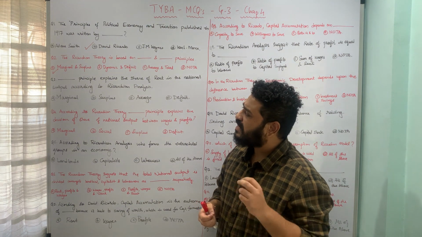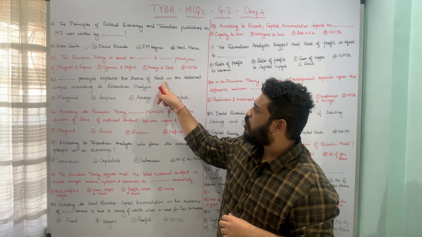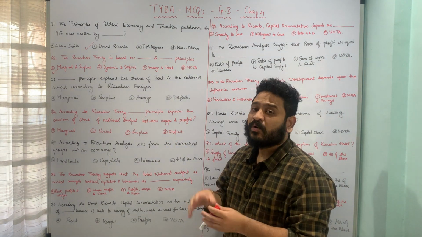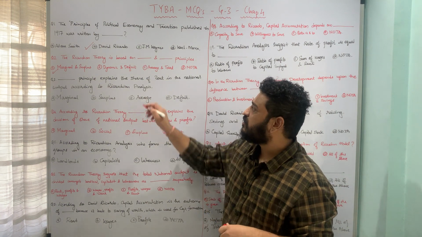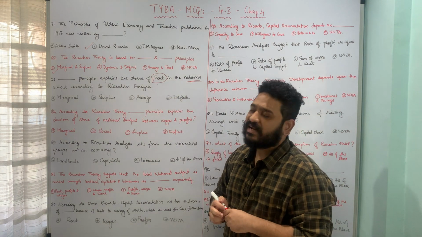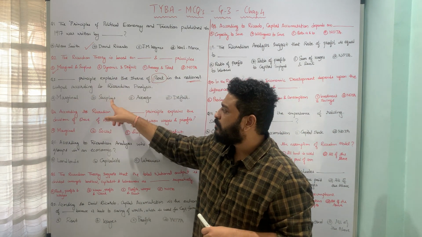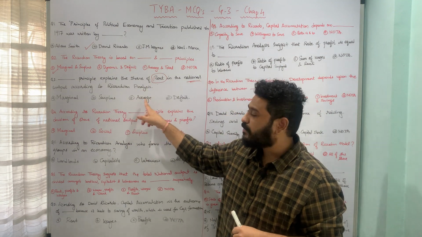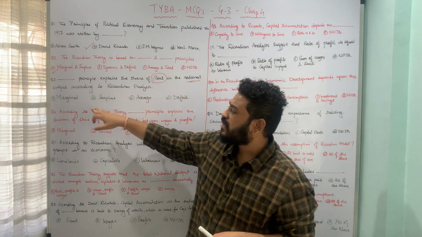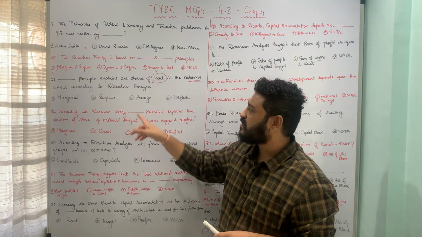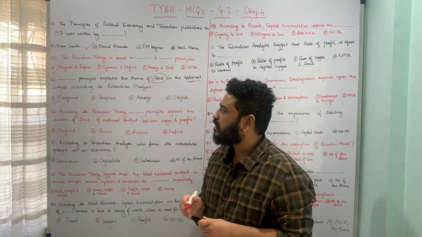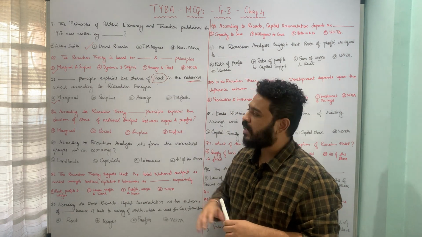Question number 3 is, dash principle explains the share of rent in the national output according to Ricardian analysis. Which principle is helping me to understand the share of rent in the national output according to Ricardian analysis, whether it is A, marginal principle, B, surplus principle, C, average principle, or D, deficit principle. So here the Ricardian analysis through its marginal principle helps us to understand the share of rent in national output. Therefore option A, marginal, is the correct answer to this particular question. I hope the question is clear.